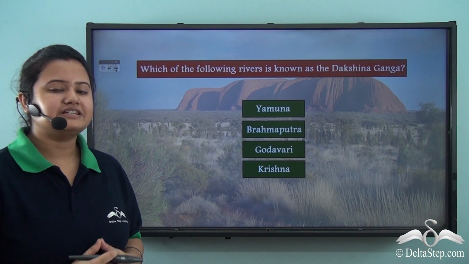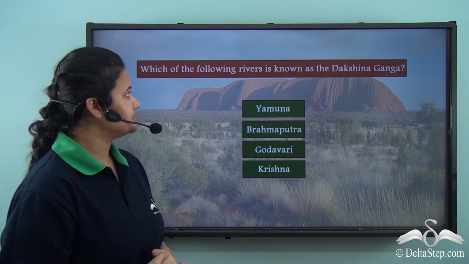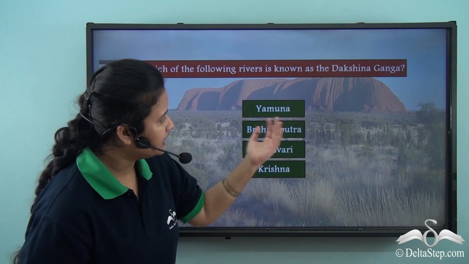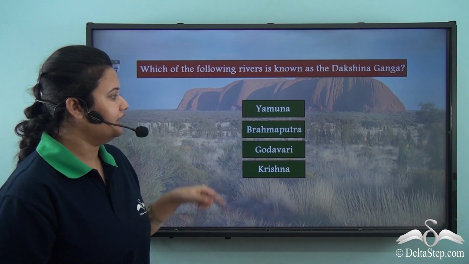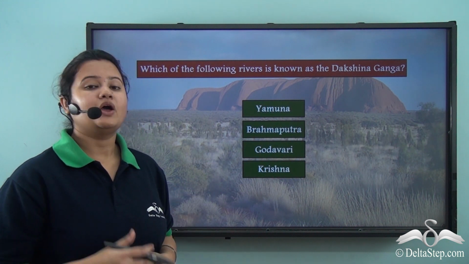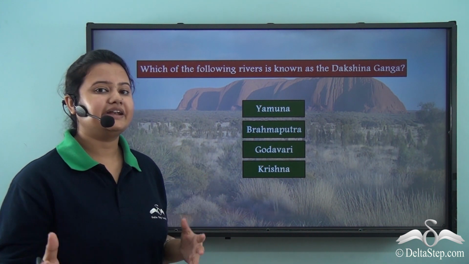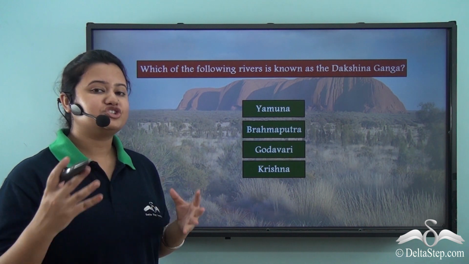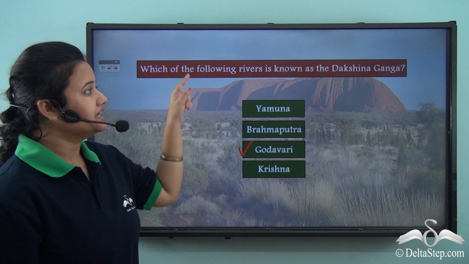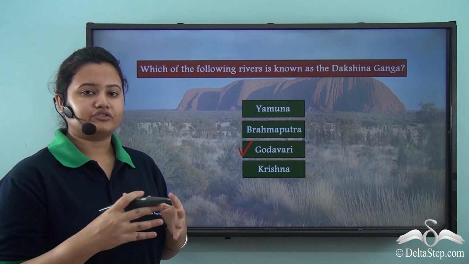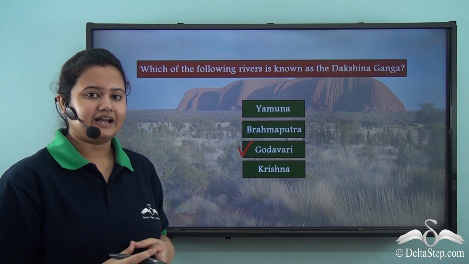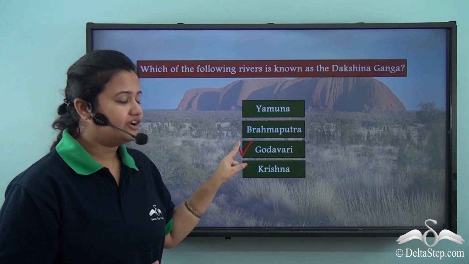Now before proceeding with our lesson, let us try to answer this. Which of the following rivers is known as Dakshin Ganga? The options given are Yamuna, Brahmaputra, Godavari or Krishna. Well, which of them do you think is the correct option? We just read that river Godavari is known as Dakshin Ganga or Ganga of the south because it is the longest river of peninsular India. So the correct option is river Godavari.